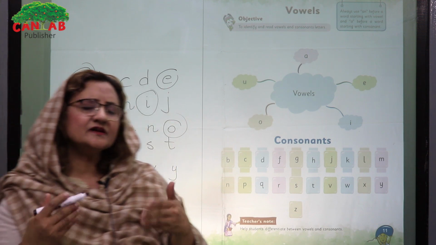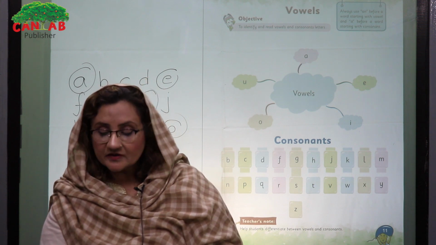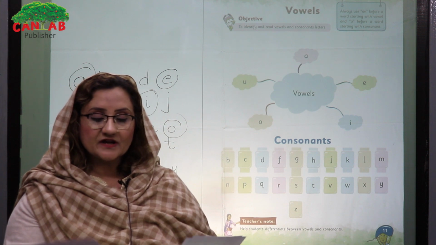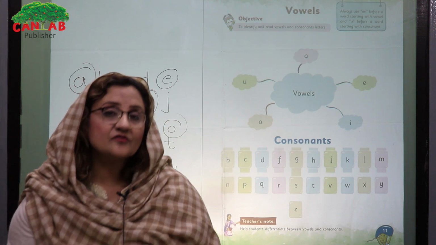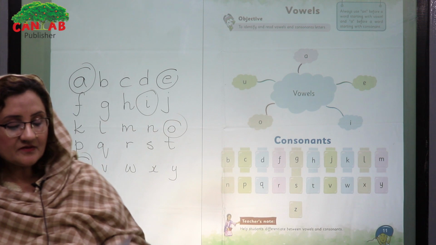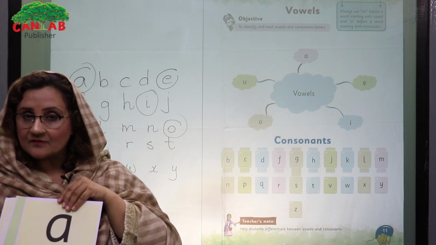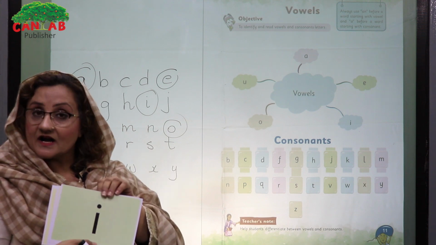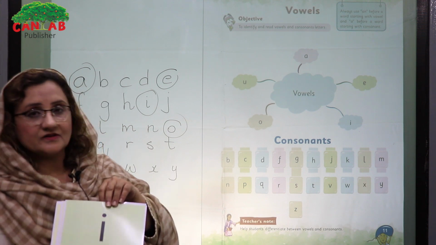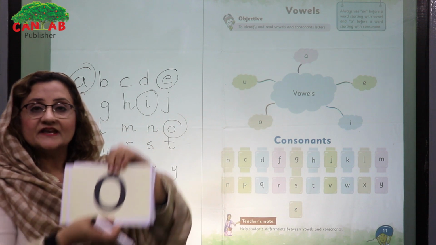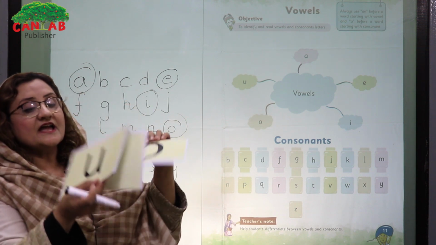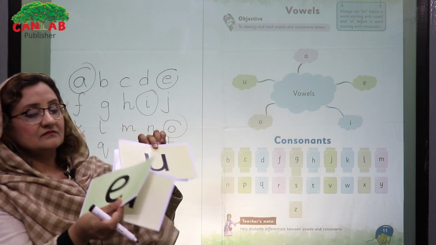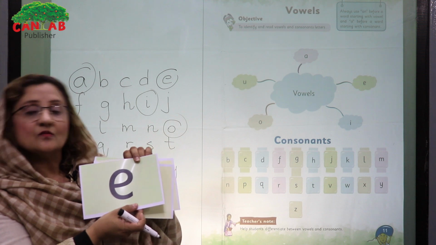Now you can play different games with your students. For example, you can give these 5 flashcards to your students and you can ask them to do the role play of the vowels. They can come and speak like this. I am letter A and I am a vowel. I am letter I and I am a vowel. I am letter O and I am a vowel. I am letter U and I am a vowel. And I am letter E and I am a vowel.